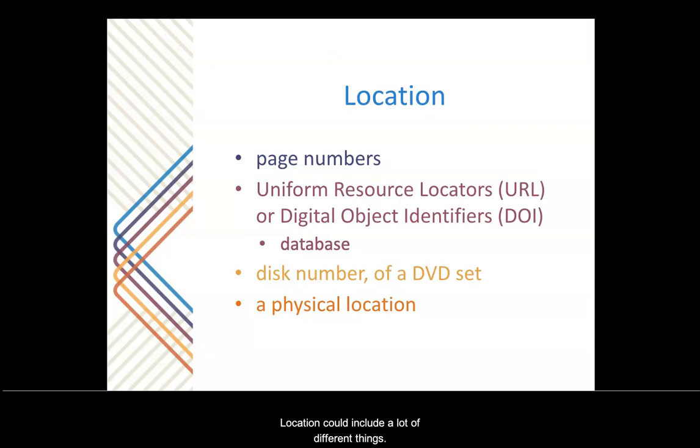Location could include a lot of different things. If you're using a scholarly article, it might be the page numbers on which the scholarly article is found. If you're using a chapter from a book, it might be the page numbers of that chapter in that book. If you're using an online resource, it might include the URL or the DOI. It could also include a disk number of a DVD set or a physical location if you're working in archives.